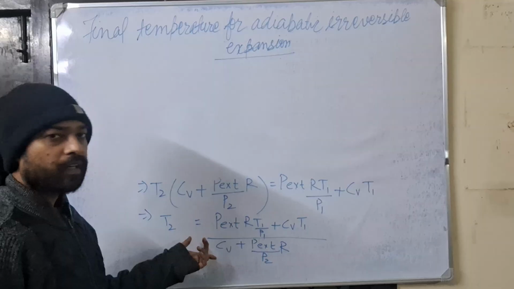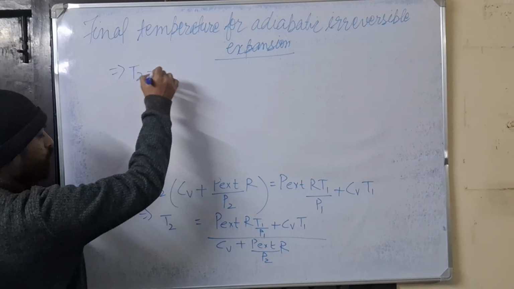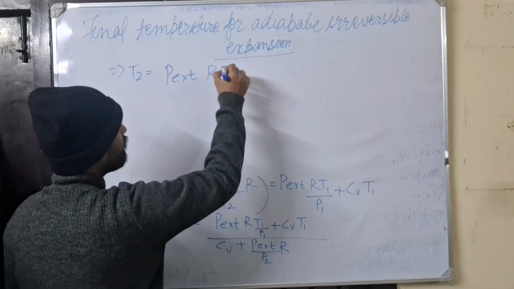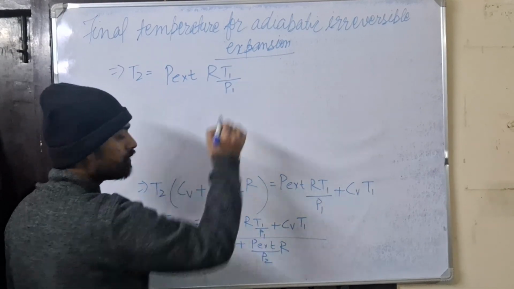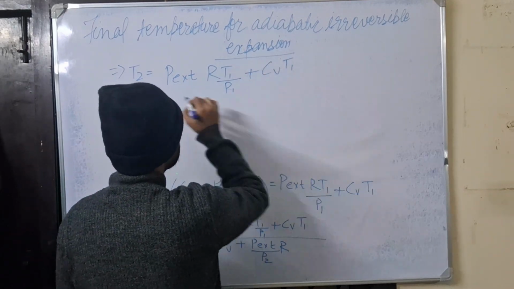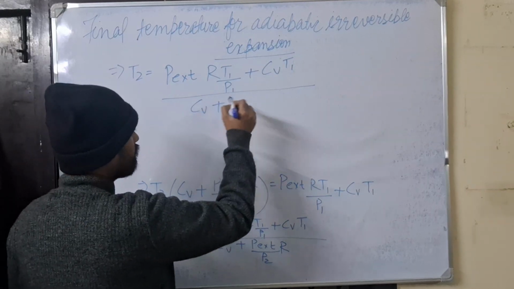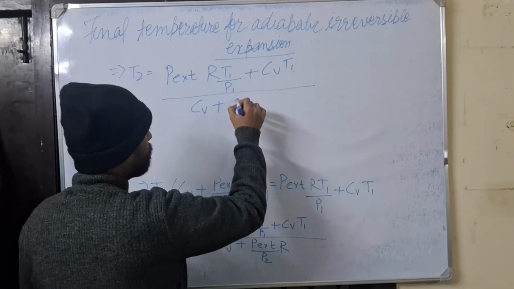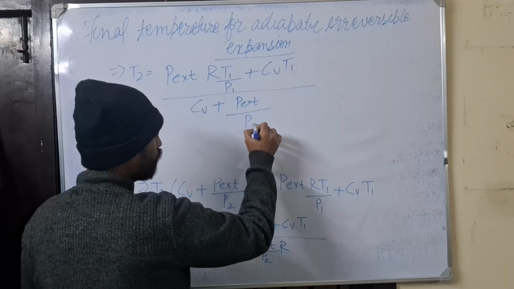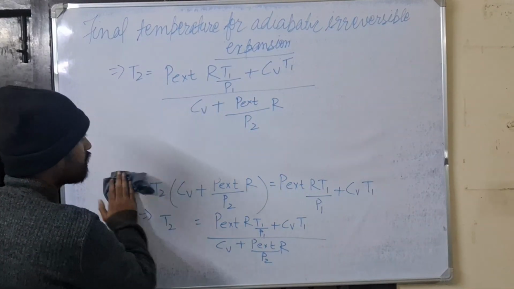Okay, let me rewrite it in case it is not visible. So T2 is equal to what? P external R T1 by P1 plus CB into T1, upon CB plus P external upon P2 into R. Okay, let me remove the lower equations.